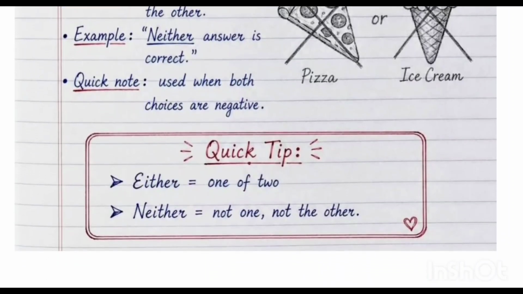In short, either is used when you have to choose one of two. There are two options and you have to choose only one, then you will use either. And neither means not one, not the other. It means you have two options, but you can choose none of them.